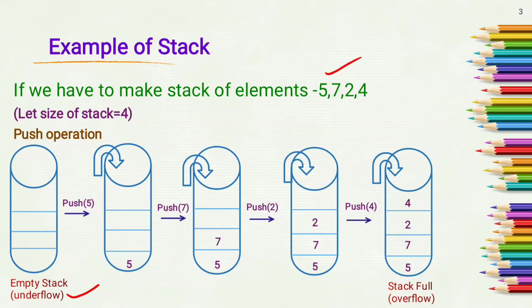The first element we want to insert in the stack is 5, so we write push 5. So 5 will be stored at the end of the stack. Next we want to push 7, so we write push 7. Then 7 will be inserted from the top and stored after 5. Similarly we push 2, push 4.